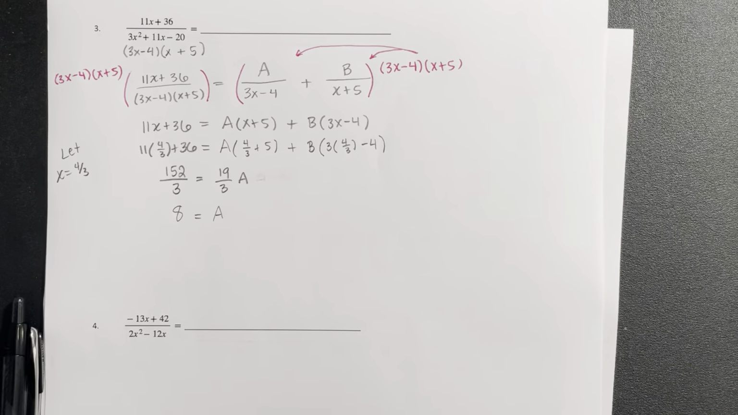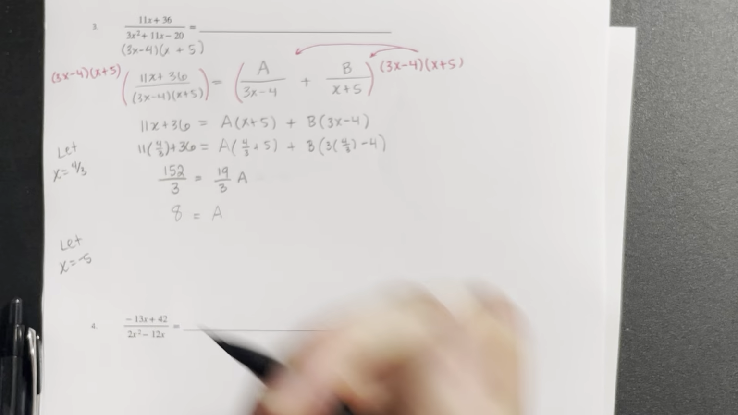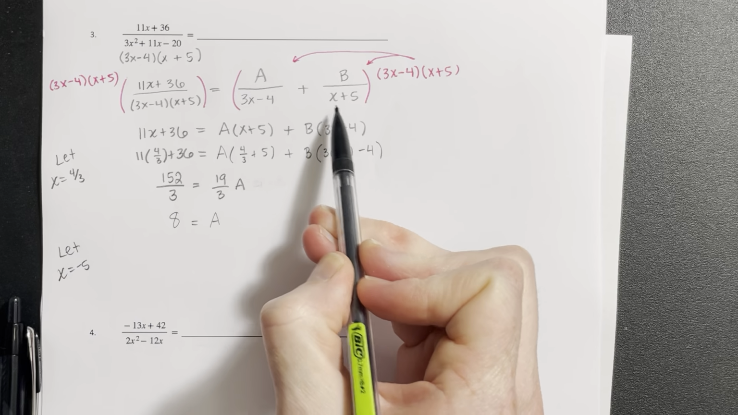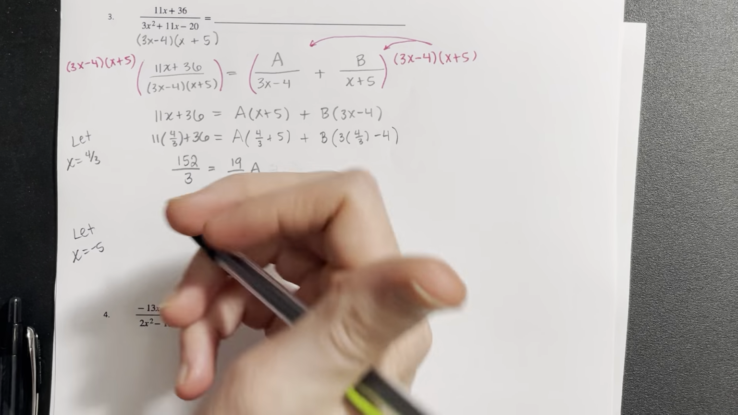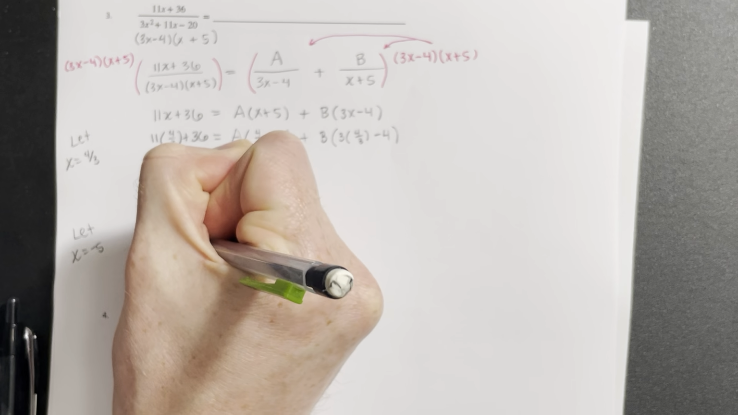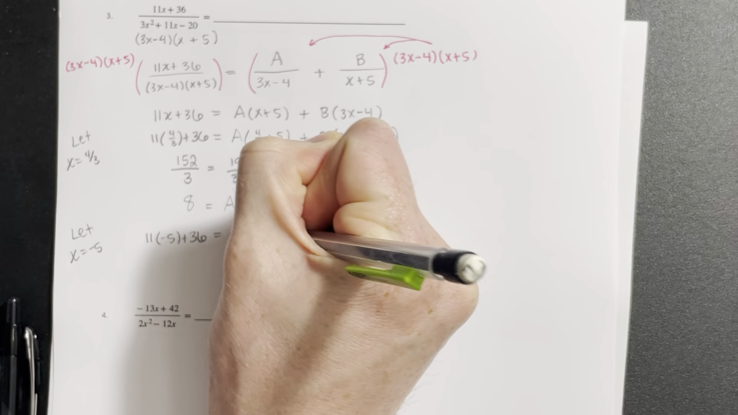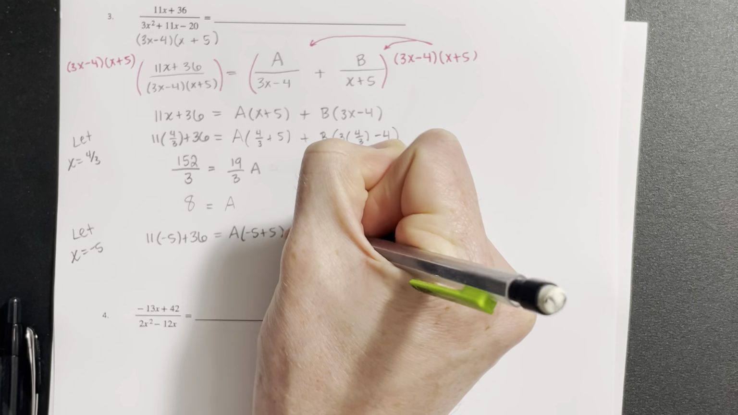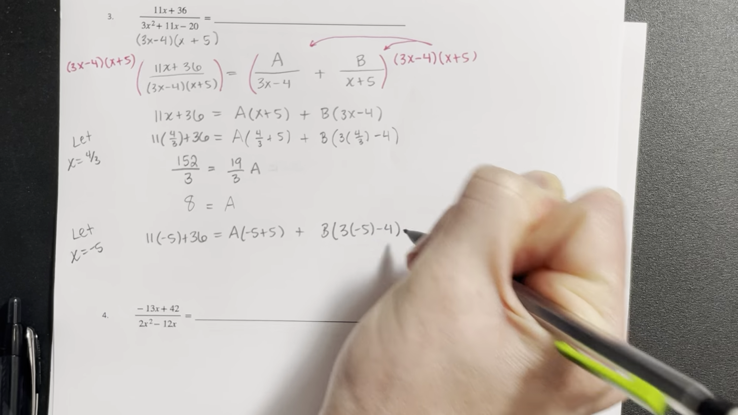Now we need to find out what b is, so I'm going to let x equal -5. I'm looking at that denominator x plus 5. That would equal 0 when x is negative 5. So 11 times negative 5 plus 36 is equal to a times negative 5 plus 5 plus b times 3 times negative 5 minus 4.